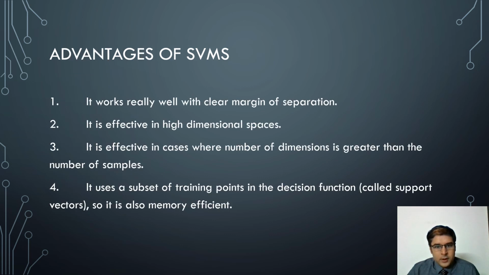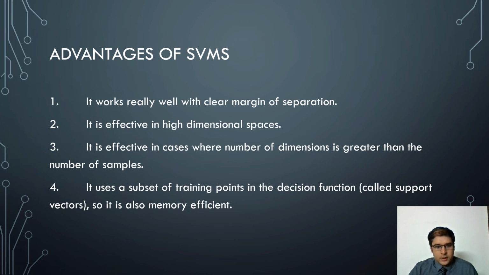Now we move on to advantages of support vector machines. It works really well with clear margin of separation. So when we have a clear margin between the classifying clusters, we can use support vector machines. It is effective in high dimensional spaces. So when data is in high dimension also, it is very effective. It is effective in cases where the number of dimensions is greater than the number of samples. So given the number of samples, if the number of features is more, then we can use support vector machines.